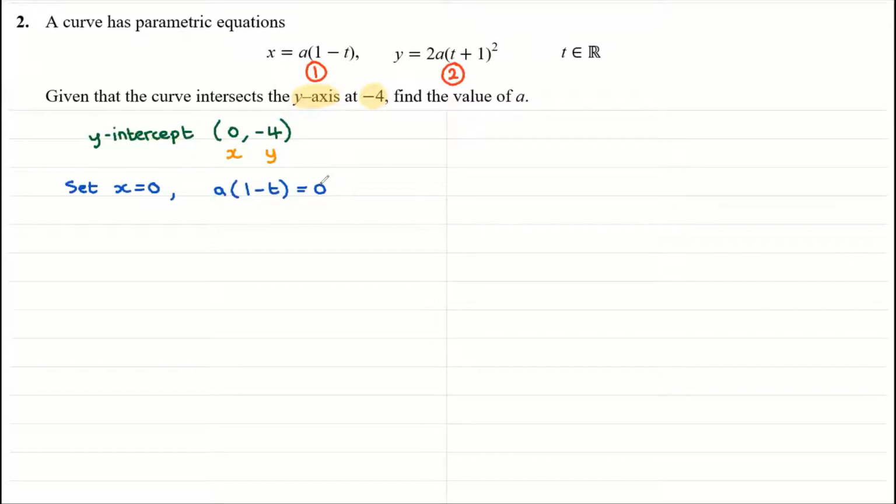Now then, if a was equal to 0, then that would knock out the whole of the equation for x, which would just be 0, and the whole of the equation for y. So a can't be 0, okay, because that wouldn't give us an equation. It would just give us a point, which is the origin, which clearly does not cross the y-axis at negative 4. So we know that a cannot equal 0.